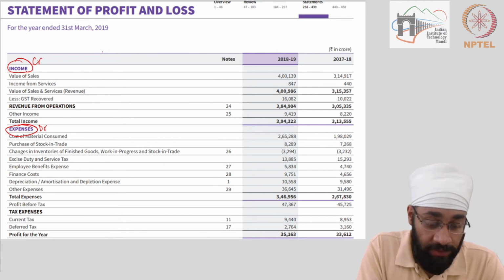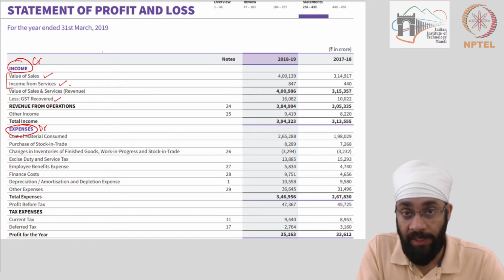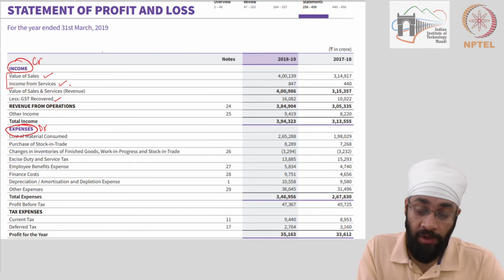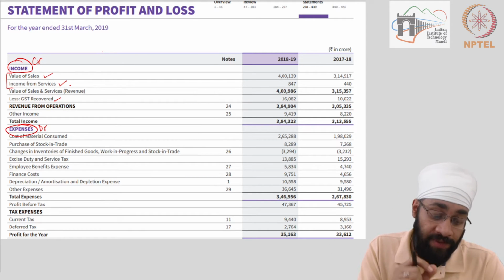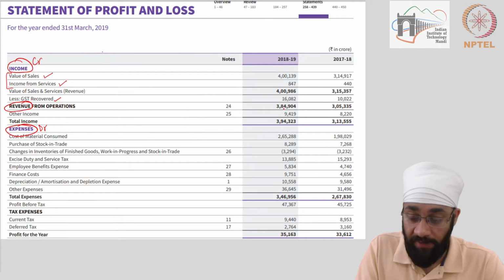If you look at the first section, income is from sales, income from services. So both of these would be the total sales of the company. And then there is some GST that the company receives. And since, as we earlier discussed, the GST belongs to the government, you have to deduct it from the sales and then consider your total revenue. So your total revenue from operation is this much.